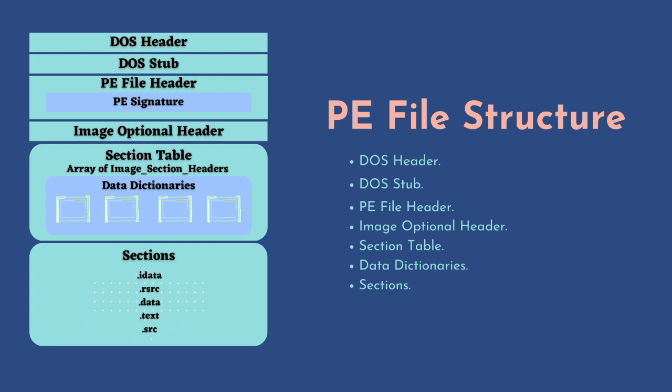The data structures on disk are the same data structures used in memory, and if you know how to find something in a PE file, it will help while analyzing any Windows malware samples. PE file structure contains DOS header, DOS stub, PE file header, image optional header, section table, data directories, and sections. We'll check one by one the components involved in the PE file structure.